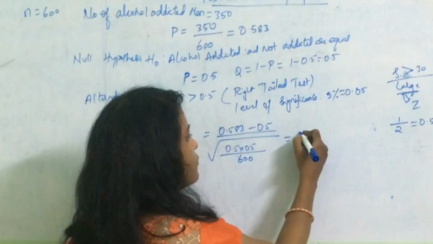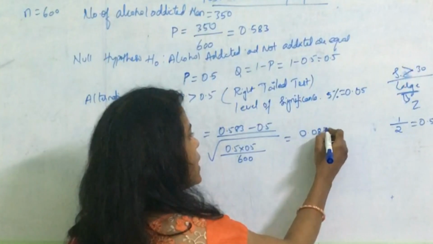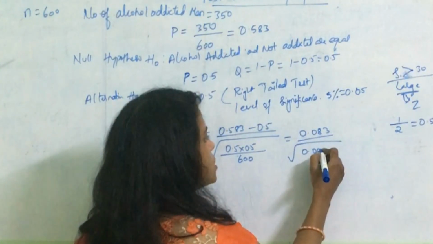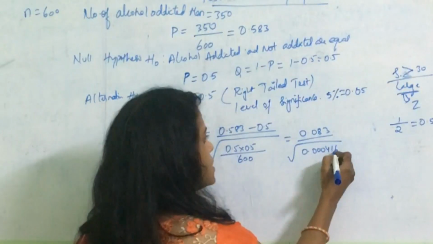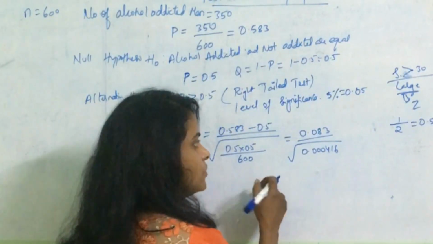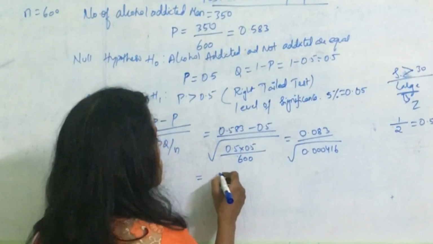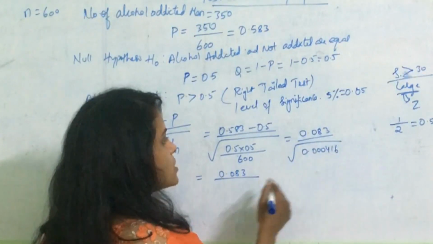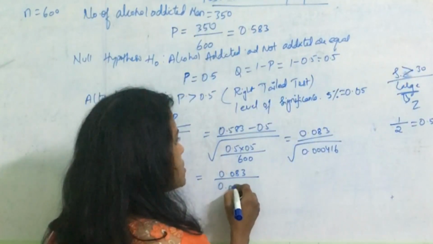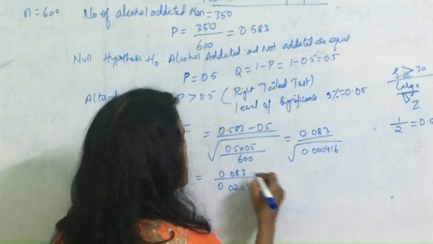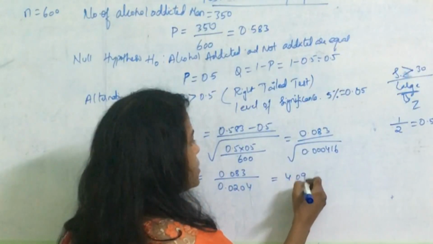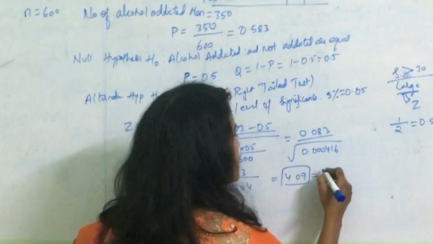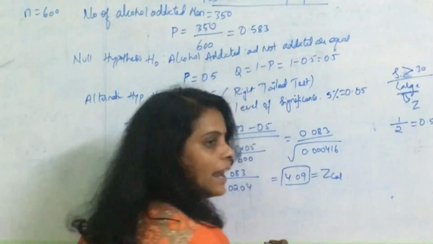Okay, so 0.583 minus 0.5, that is 0.083 by square root of 0.000416 is the total value which we have for this. Okay, then what is the value here? 0.083 by square root of this value is 0.024. Okay, so what is the total value here? 4.09. So this 4.09 is nothing but the z calculated value.